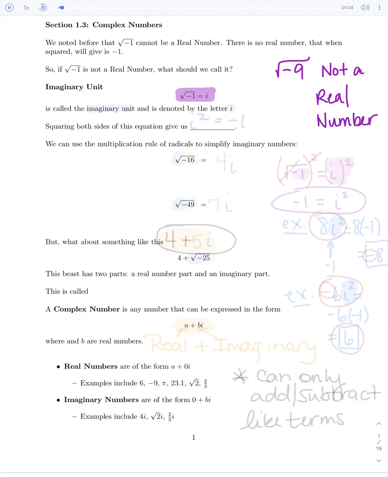So, for instance, if you take a look at these first couple of examples, we already know how to take the square root of 16. The square root of 16 is 4. But then if we want to pull the negative out of the square root, then that will come out as an i. Same thing for this next one. We know how to take the square root of 49. The square root of 49 is 7. And then to pull the negative outside of the square root, we will bring that out as an i. The i stands for what's called an imaginary unit.